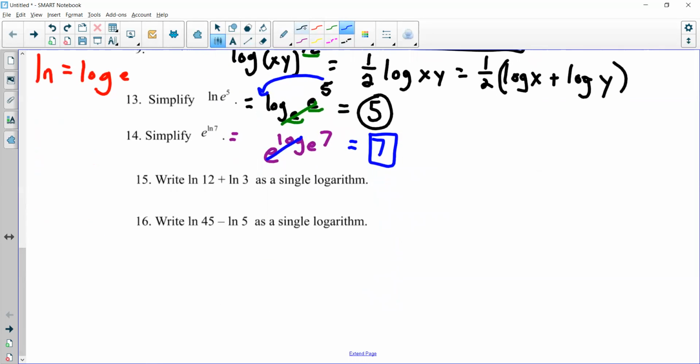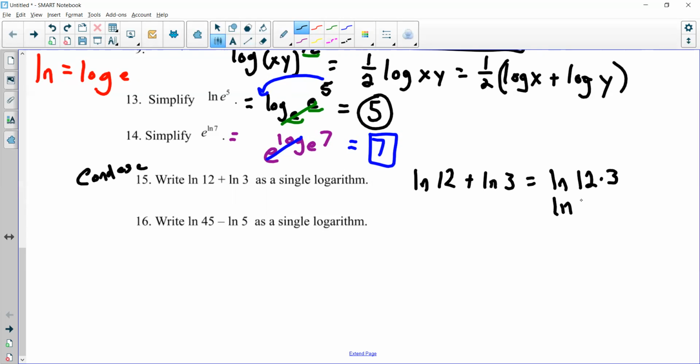All right. This question, usually I say condense, would be the instructions here. But write ln 12 plus ln 3 as a single log. So ln 12 plus ln 3. You got to think in your brain, because you study really hard. You know that when you see a plus sign between two logs, that means you can multiply. So this is ln of 12 times 3, which is ln 36, because 12 times 3 is 36.